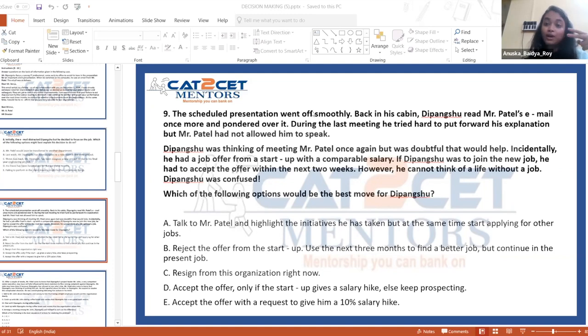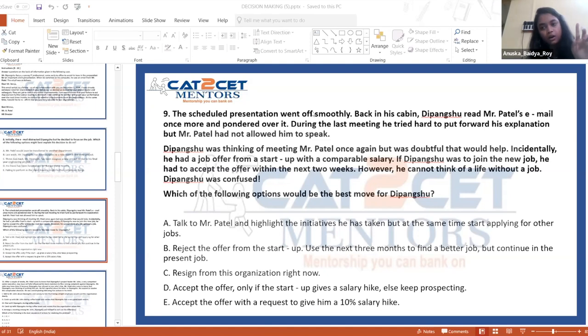Now we have to understand how we eliminate between D and E. Let's see what D is saying. D is saying accept the offer only if the startup gives you a hike. Otherwise, stay back in this organization and keep prospecting. So if the startup doesn't give me a hike, I stay back in an organization that is not valuing me and might kick me out anytime, and I keep searching for a new job. Compared to E, which says I accept the offer, I request a 10% hike, which might be granted. Might be, might not be, but maybe I can request a 10% hike.